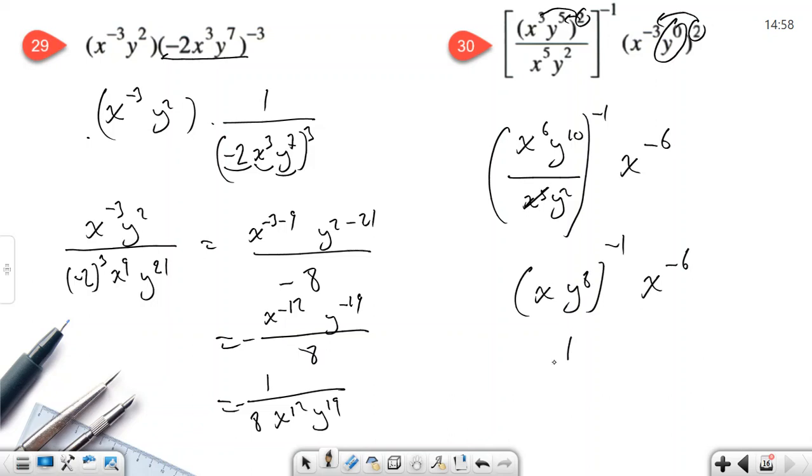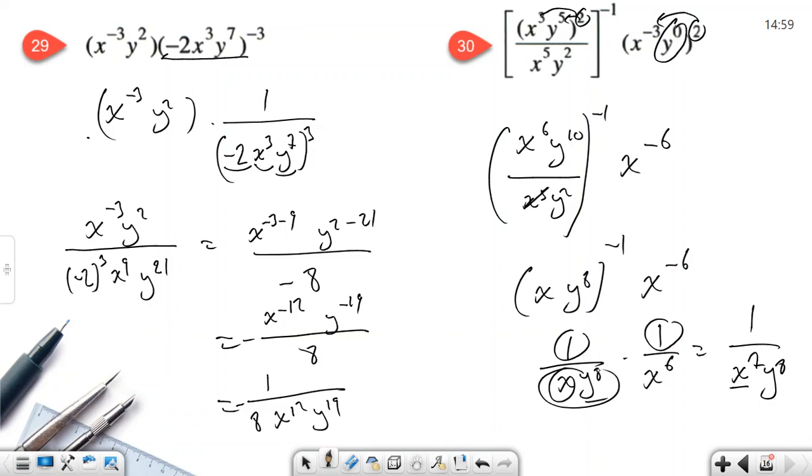This is exactly equal to 1 over x y to the power of 8, multiplied by 1 over x to the power of 6. 1 over x to the power of 7, y to the power of 8. Why x to the power of 7 here? 1 times 1, 1. x to the power of 6 multiplied by x is x to the power of 7, and y to the power of 8 next to it. I do multiplication. How do we multiply fractions? Numerator multiplied by numerator, denominator multiplied by denominator. So that's the reason. I think this is the end of this video.